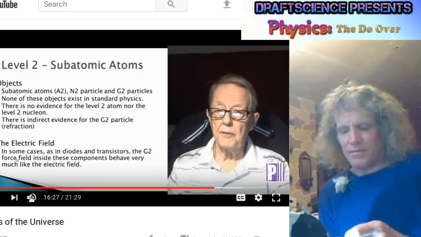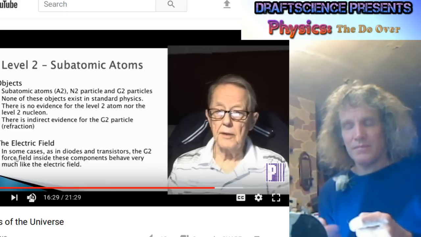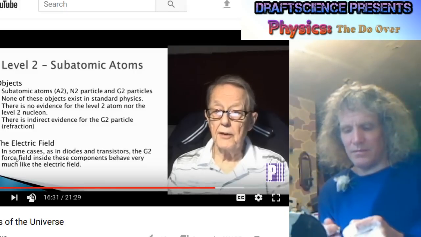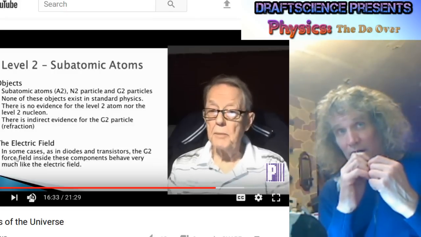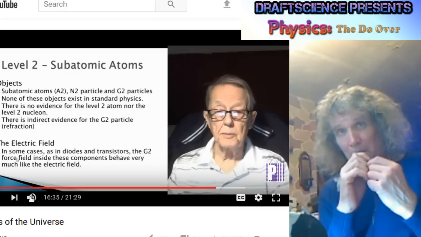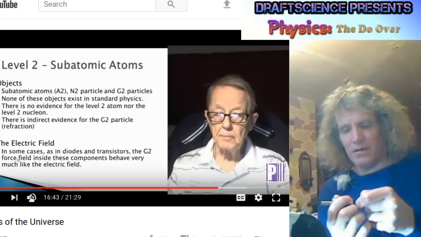Objects exist in standard physics. They're just not described in this way. They have their particles, but they're not described this way. There is no evidence for the level 2 atom nor the level 2 nucleon. There's no evidence for this or this.